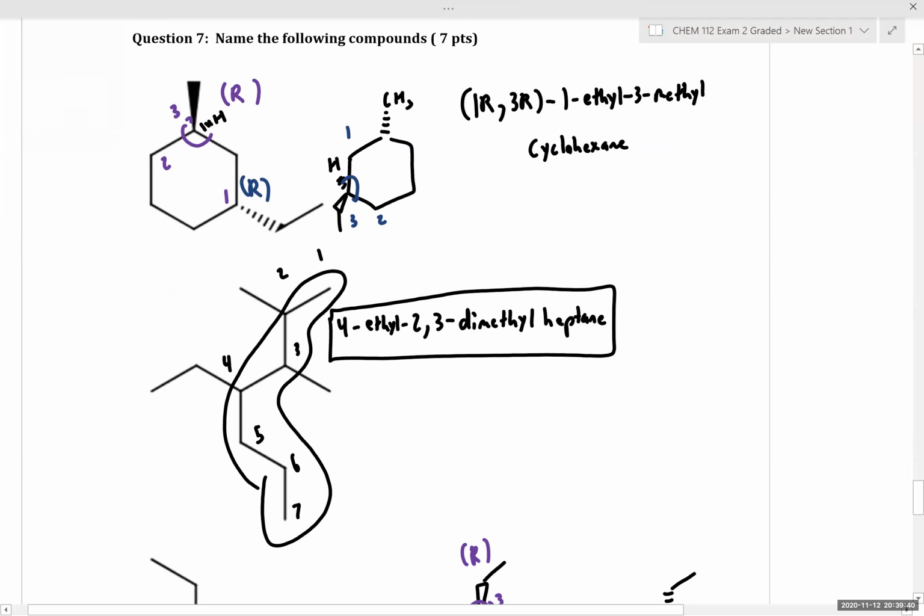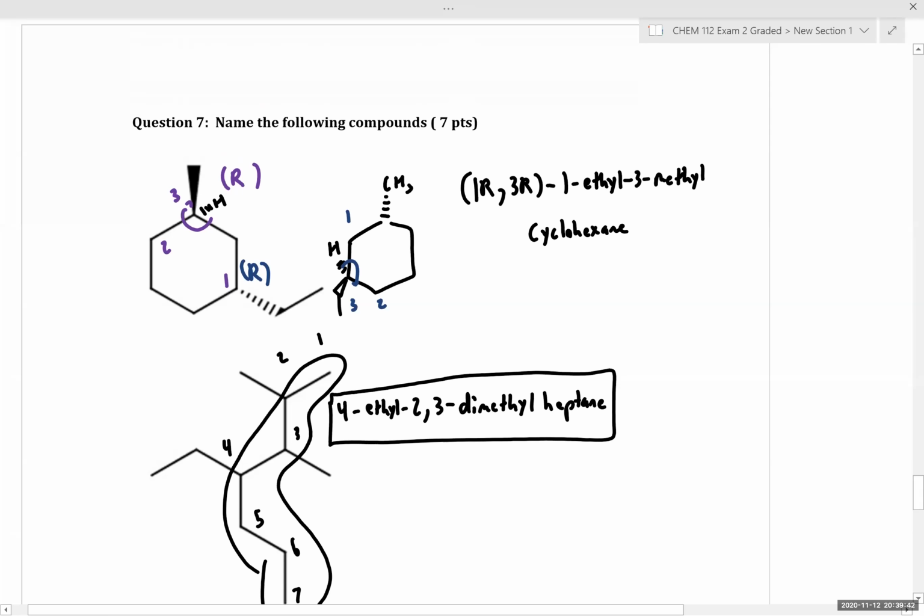Okay, so these two questions are probably the biggest loss of points that I've seen so far on the exam, and it's one thing that I always want us to pay attention to. What do we notice when we have a dash and a wedge? What does that tell us? What should we consider? Trans, yes, and stereochemistry, right?